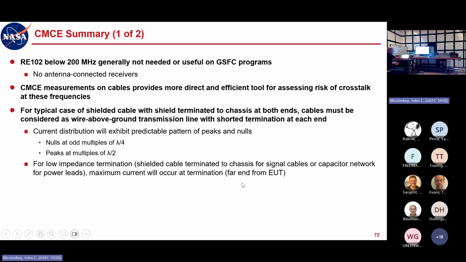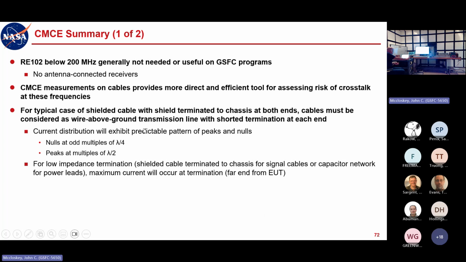You know, we generally don't make RE102 measurements below 200 megahertz. We make these common mode current measurements to give a more direct and efficient way of assessing the risk of crosstalk. That's what our concern is at below 200 megahertz.